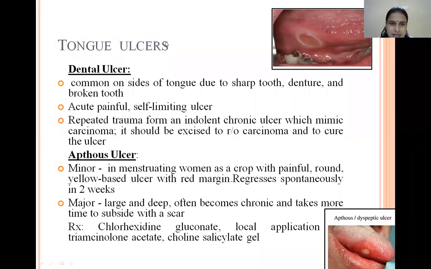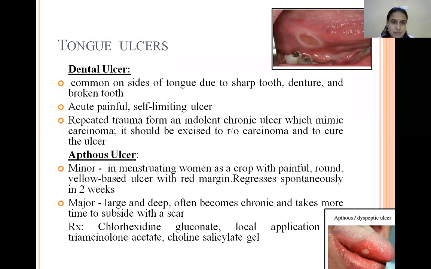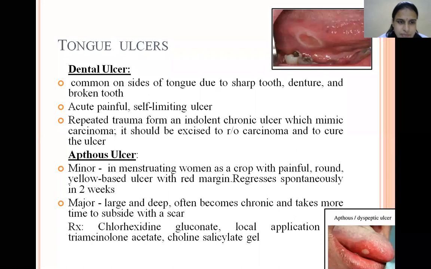Now coming to the benign conditions of the tongue. Firstly, we talk about tongue ulcers. The first one is a dental ulcer, which is the most common ulcer seen on the sides of the tongue because of a sharp tooth, an irritating denture, or a broken tooth. These ulcers are mostly painful and self-limiting. They have a healing edge, so they will heal by themselves once the causative factor is removed.